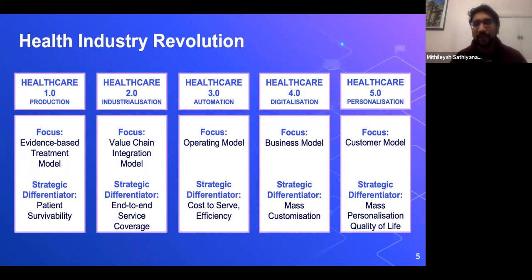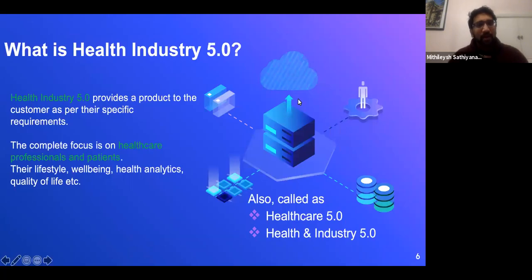I will walk you through a couple of slides so you'll be able to understand what I'm trying to say. So the health industry provides a product to the customer as per their specific requirements. Now we are in a stage where each individual wants a solution or a product that can be completely customized or bespoke based on his or her requirements. Now the complete focus is on healthcare professionals and patients in health industry 5.0 to improve health analytics. It could be quality of life, well-being, lifestyle, wellness, and so on.